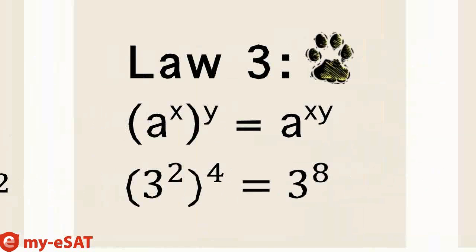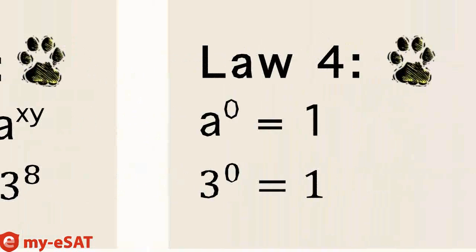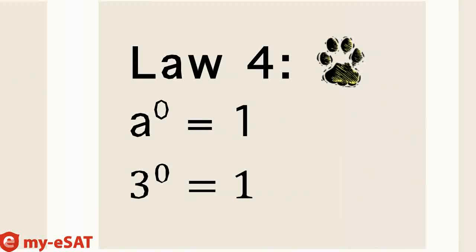Law 3. If you have an exponent taken to another power, then you can multiply the two exponents together. So 3 squared to the fourth power is really 3 to the eighth power. Law 4. Any exponent to the 0th power equals 1.